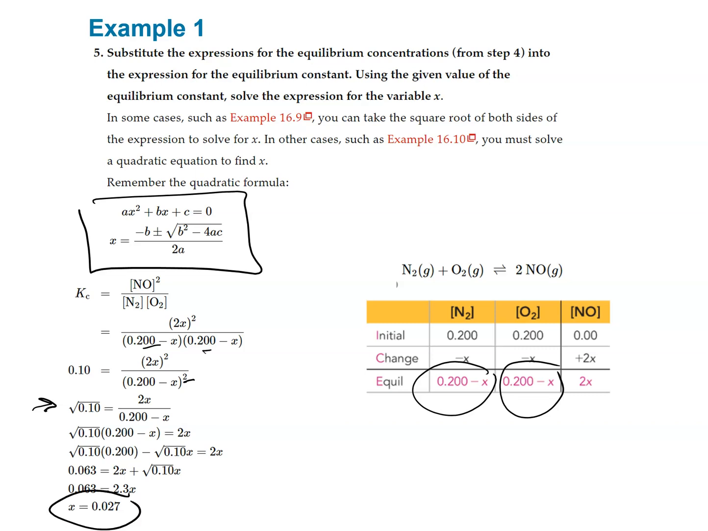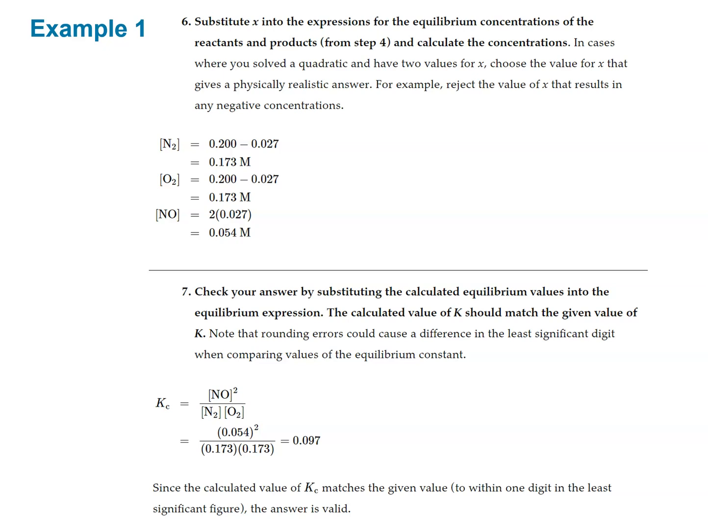X, in this particular case, is 0.027 moles per liter. Once we know the delta for this, we can substitute it in for x. 0.2 minus x becomes 0.173 moles per liter for our nitrogen, exactly the same for oxygen, 0.173 moles per liter at our equilibrium concentration. And for nitrogen monoxide, because it's up 2x from 0, it'll be 0.054 moles per liter. Now that we know this, we can plug it back into our equilibrium expression, solve for K, and voila.